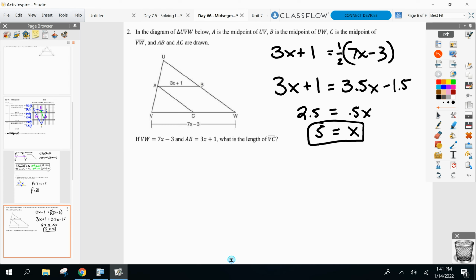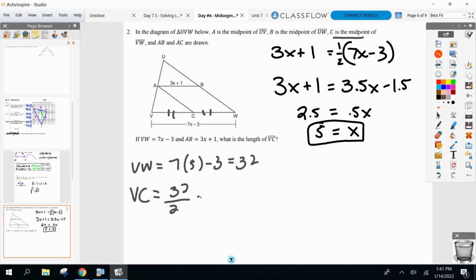We have x equals 5, but that's not my answer. I do have to read the problem. Find VC. VC is not even labeled. But you can find VW. Plug in 5. You get 32. How can I find VC? What was C? Again, C was the midpoint. VC is congruent to CW. So to find VC, cut 32 in half. 16 for VC.